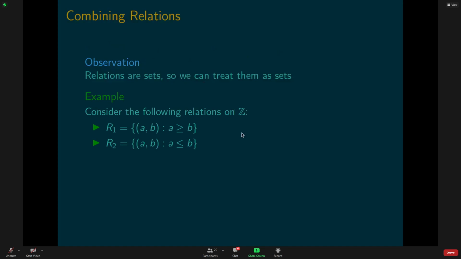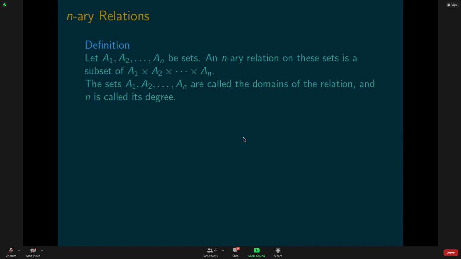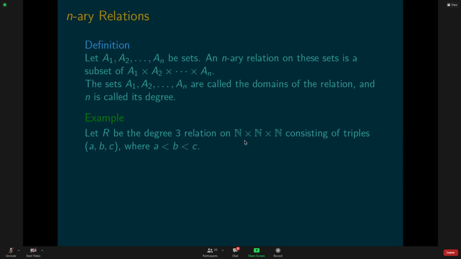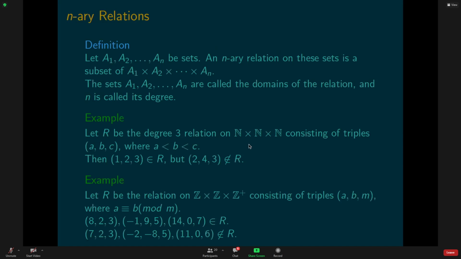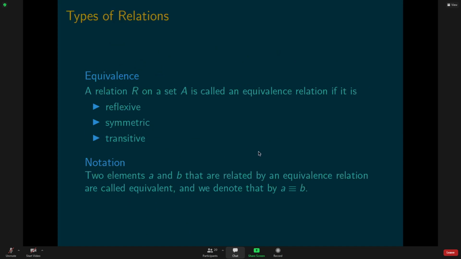Yeah, okay, we can combine relations, that's fine, because they are just sets, right? Sets of pairs. And we can do whatever we do with sets. And we can have n-ary relations. Now, we have two main types of relations. One is equivalence relations, which are relations that are reflexive, symmetric, and transitive. And if two elements are related by an equivalence relation, we usually write this triple equal. Okay, we say A is equivalent to B if they're related by an equivalence relation.